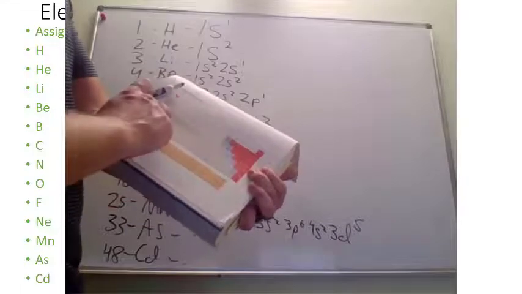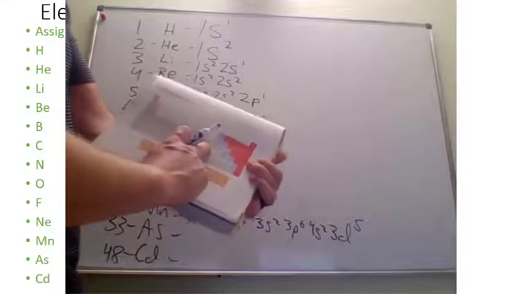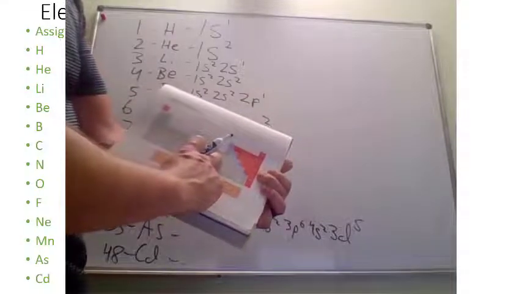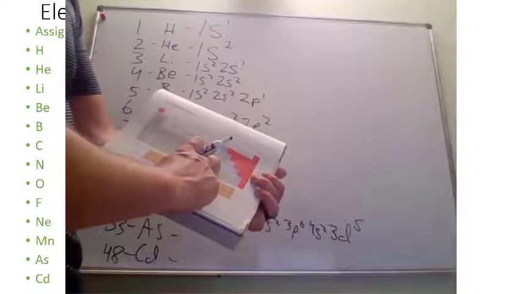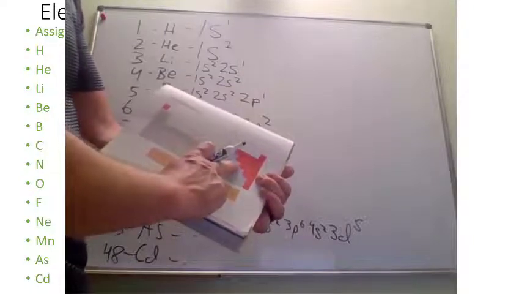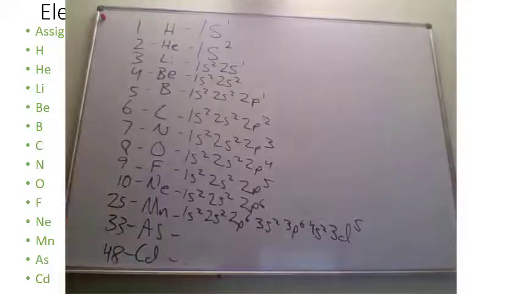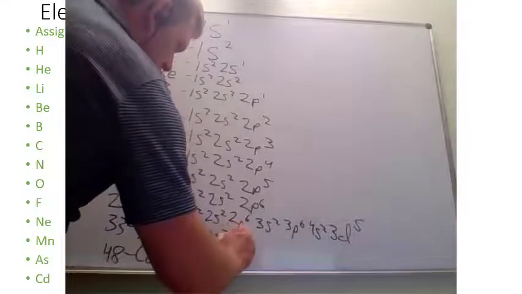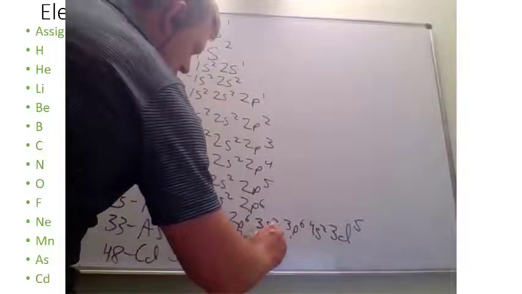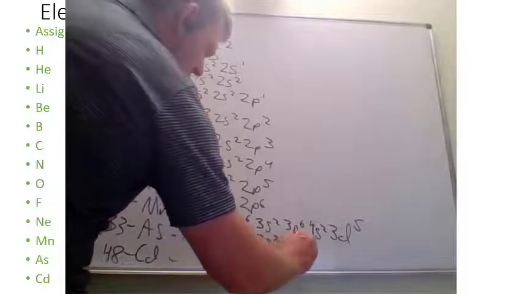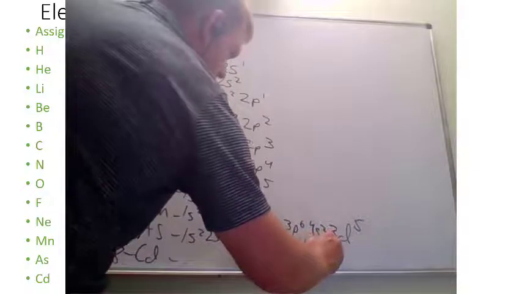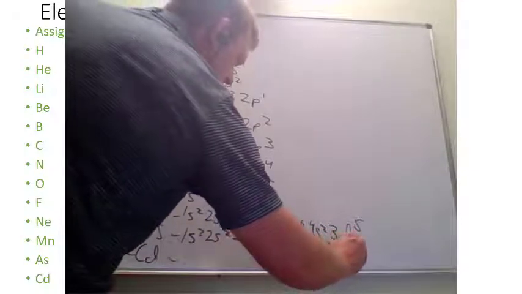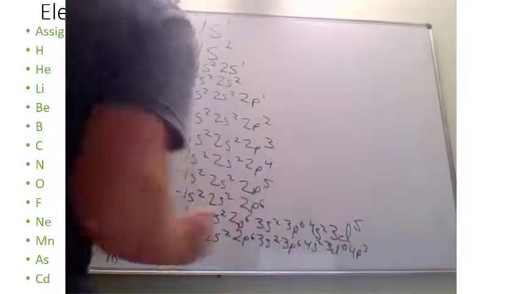Arsenic, we take a look, so that's going to be 33. So that's over there. We get all the way through our 3d10, and then we head back to the 4. So this is 4p, 1, 2, 3. So 4p3 will be our last. So 1s2, 2s2, 2p6, 3s2, 3p6, 4s2, 3d10, 4p3.